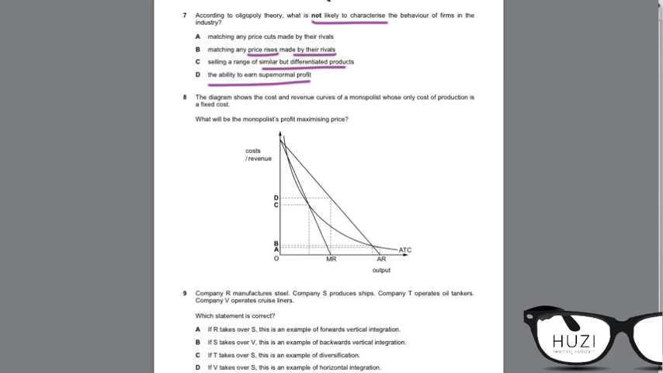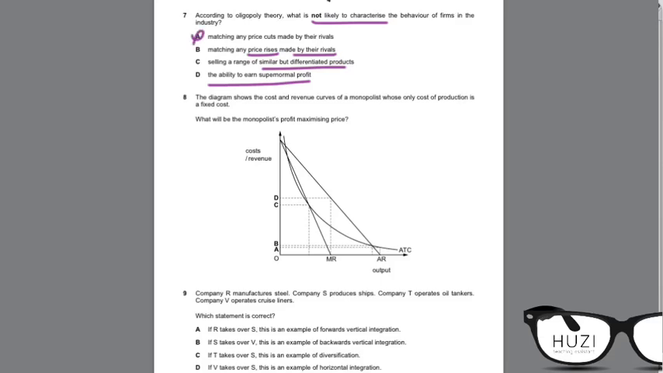So matching any price cuts made by the rivals, right? So basically, this brings in game theory in particular. Let's say there are two dominant firms, and they are both operating in an oligopoly market structure. If A reduces its price, the demand for its product will rise. So B will also react by reducing its price. So A can definitely not be the answer.